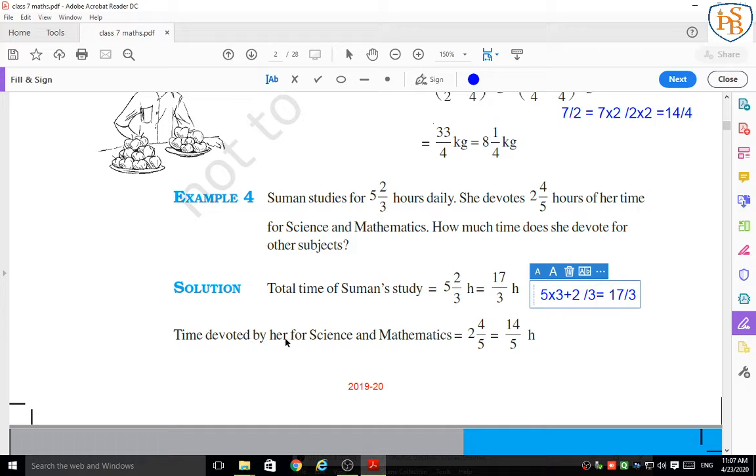So the time devoted by her for science and mathematics is equal to 2 and 4 upon 5. Instead of 2 and 4 upon 5 we can write an improper fraction. So we multiply the whole number with the denominator, add the numerator, and write the same denominator. We get 2 5s are 10 plus 4, that is 14 upon 5. Do you get this, students?